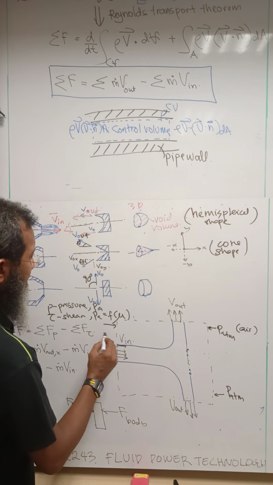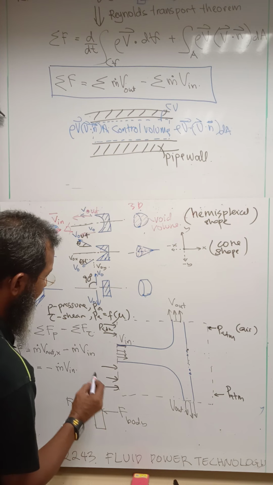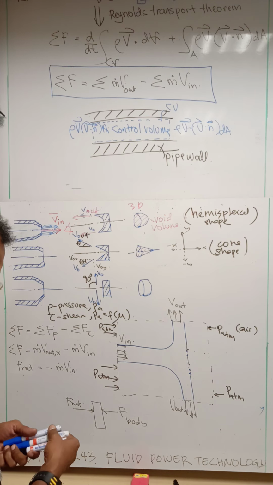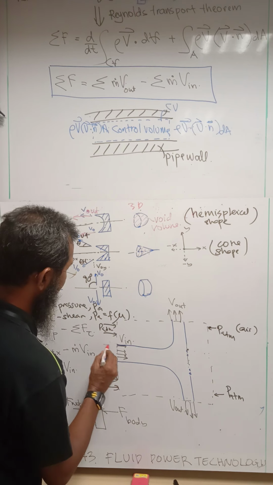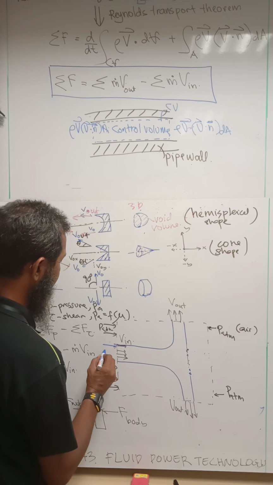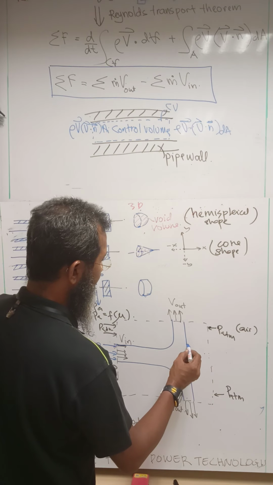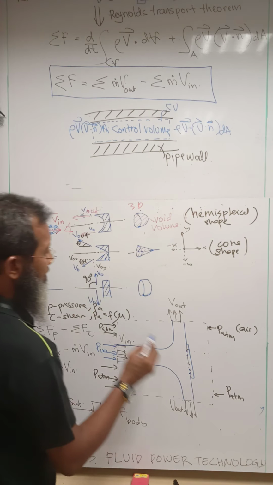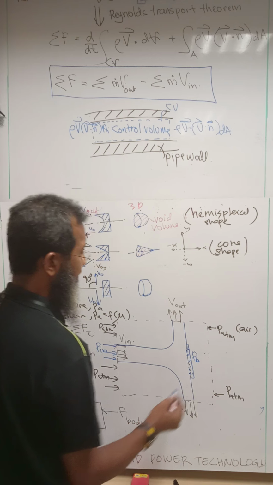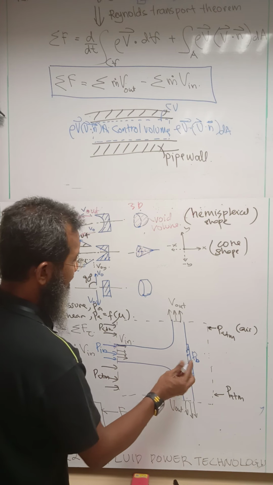Similarly, we have P_atm in this direction, and P_atm for this case as well. But the only difference is the pressure at the inlet, P_in, and then the areas where the fluid attaches to the surface of the body. So we have fluid velocity that enters with V_in, and then here the velocity is zero.